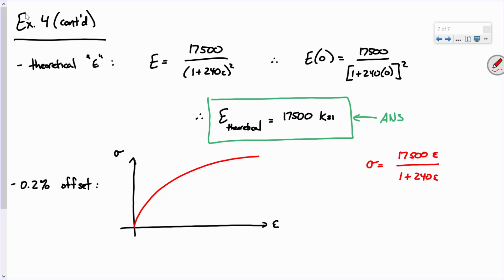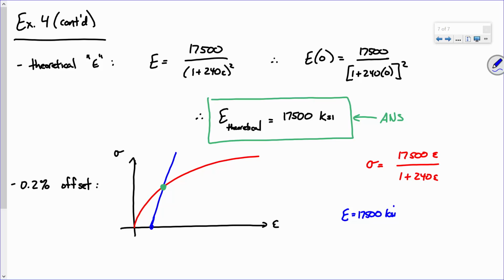Now, I want to find that 0.2% offset. How do I find that 0.2% offset? I need to find this. And ultimately what I'm after is where those two lines intersect. Sound good? Let's talk a little bit about that blue line. What do we know about that blue line? What's the slope of that blue line? It's that, right? We draw that at that initial slope.